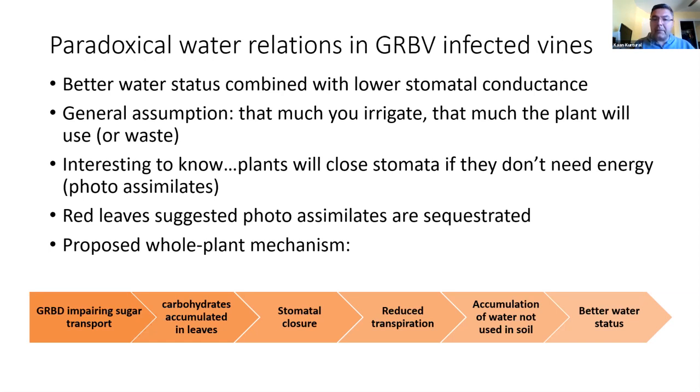Previously, we proposed this whole plant mechanism, and this is how we continued working on our trials. Grapevine red blotch disease is impairing sugar transport in the grapevine. These carbohydrates that are made through photosynthesis accumulate in the leaves. Stomata are closed, so we have reduced transpiration by the grapevine. We also have the accumulation of water not used in the soil, and we end up with a better water status. So that's the paradoxical water relations in red blotch infected grapevines.